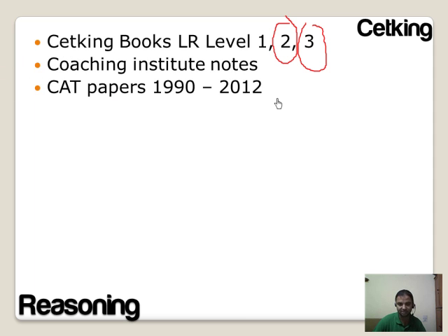Apart from this, you can follow your coaching institute notes. Please check with your coaching institute whether you are buying them for CAT or all exams. If they're going to give you CAT books, they're not valid for the other exams, because topics like deductions, all these things have changed. So you need to buy the other notes as well for your CMAT and other exams. CAT papers from 1990 to 2012 are more than sufficient for that.